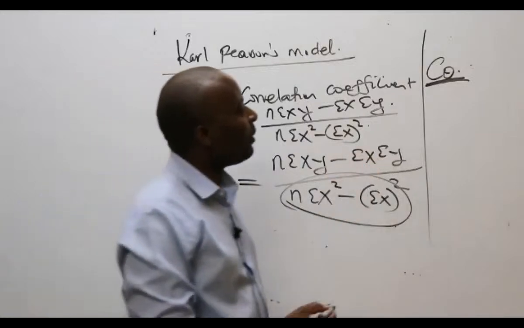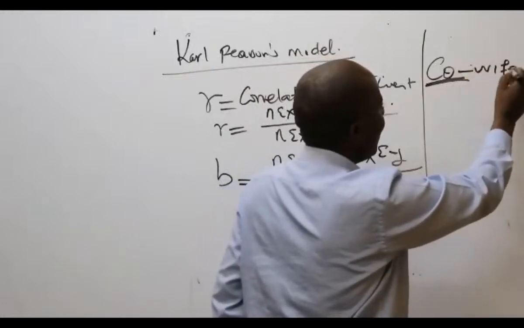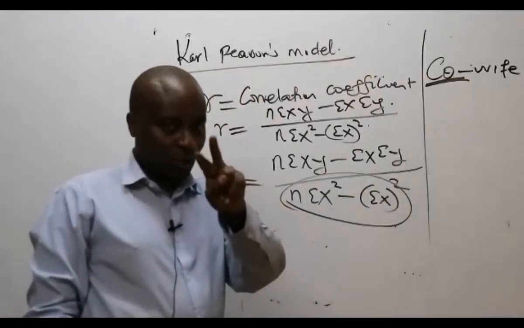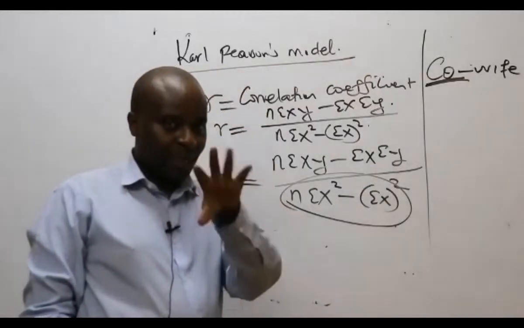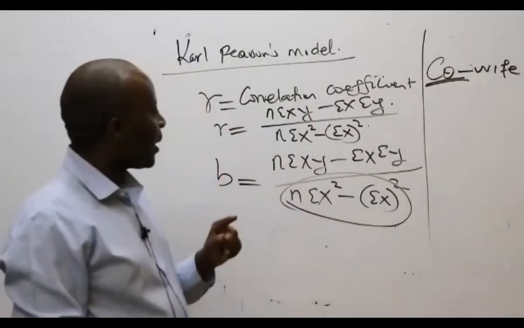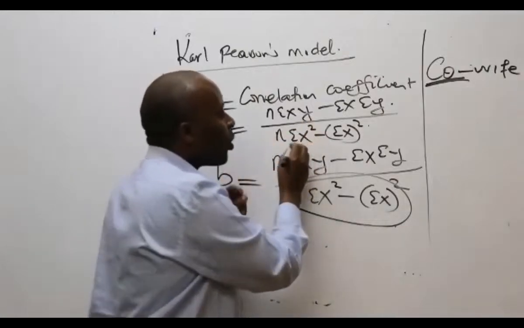If you go and hear someone say, for example, co-wife. Aya. What does that mean? Two or even more bad husbands, like that. So the same case, when you hear correlation, in the denominator you cannot have x alone.